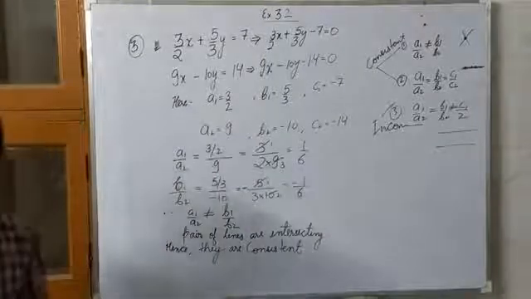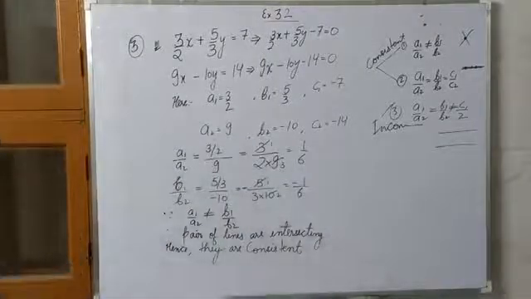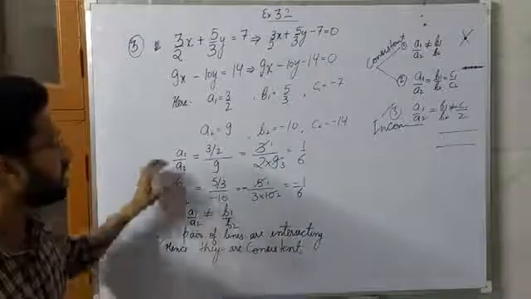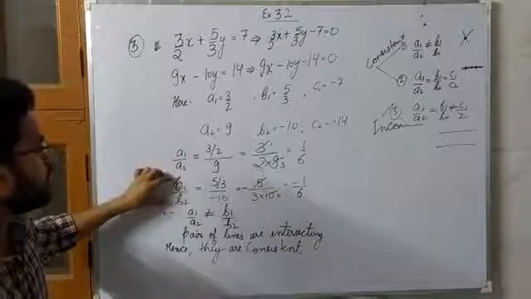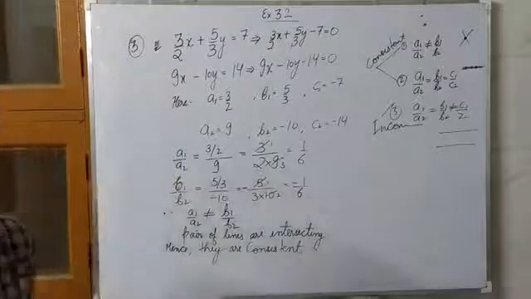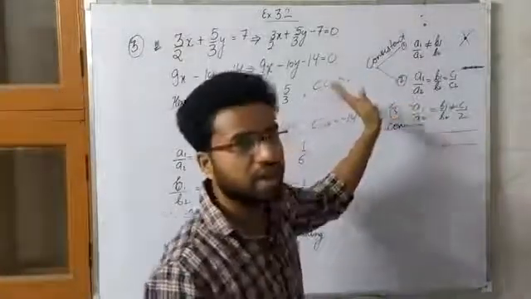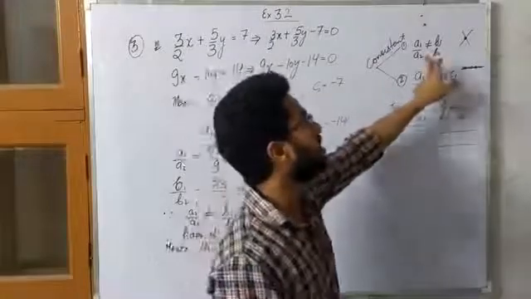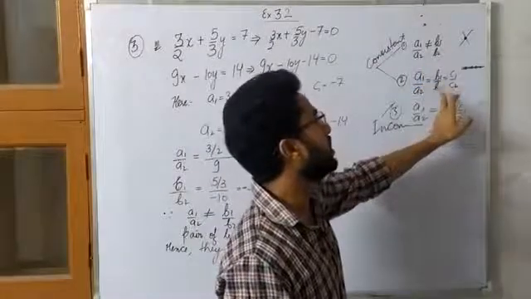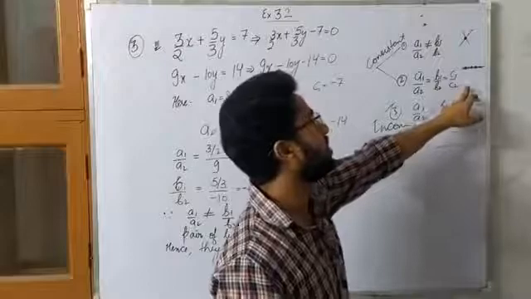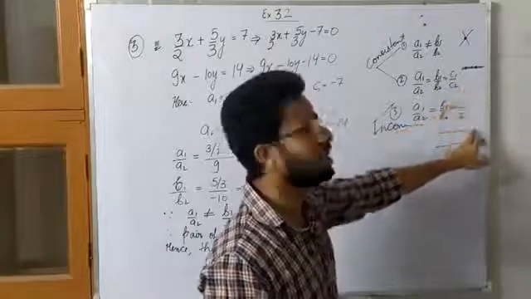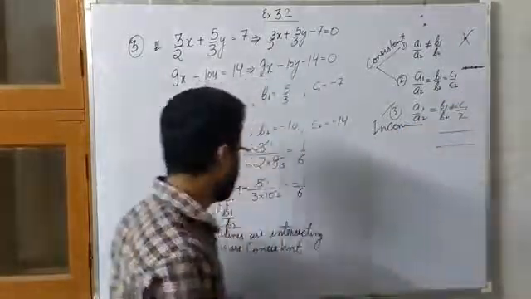Okay. Similarly, you will go for other parts also. In each and every part you have to find a1 upon a2, b1 upon b2 and c1 upon c2, right? And if any of these three follows, then accordingly you will tell: in this there will be a unique solution, in this there will be infinitely many solutions, and in this there is no solution, right?